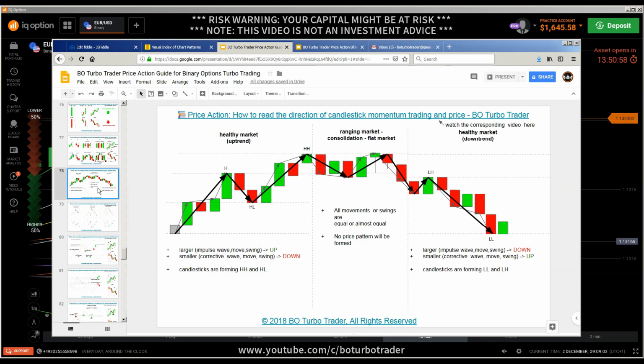Then this one, where I talked about the trend in general: what impulse waves and corrective waves are, how they form, and what conditions show you that the trend is stalling. That is important stuff.